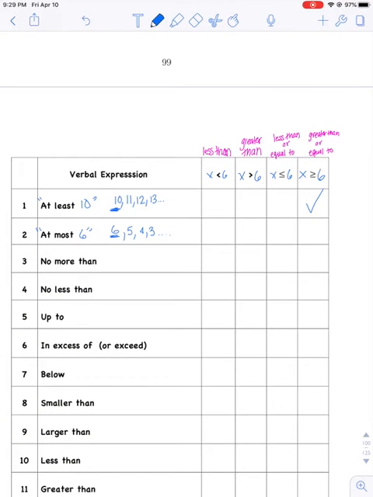So that means I want all the numbers that are smaller than 6. And I want 6 as well. Since 6 works, it narrows it down to these two. It has to be one of them with equal to. And I want numbers that are less than or equal to 6.